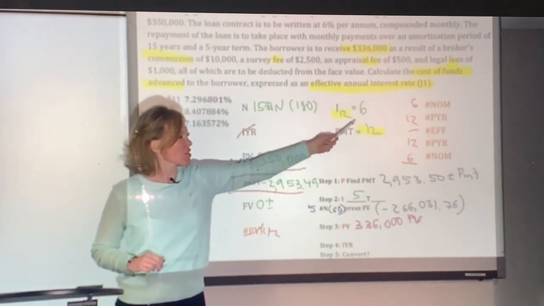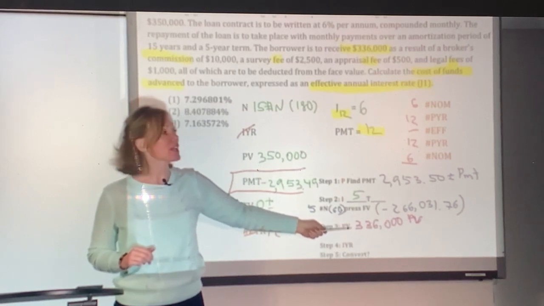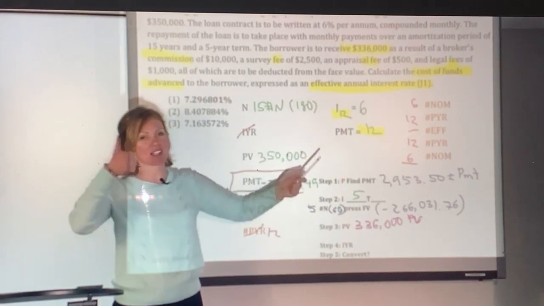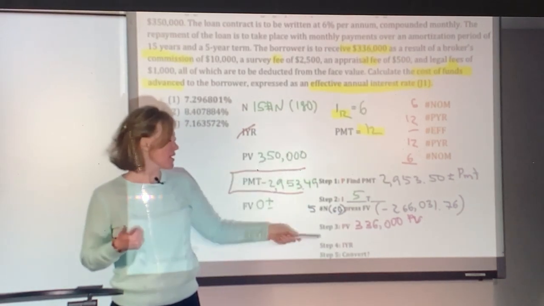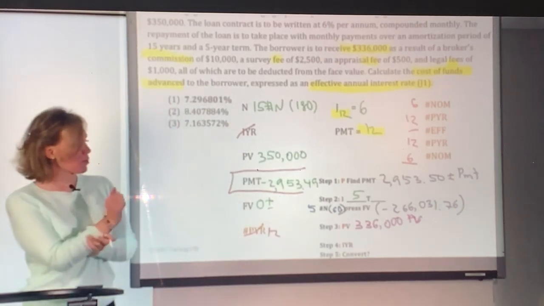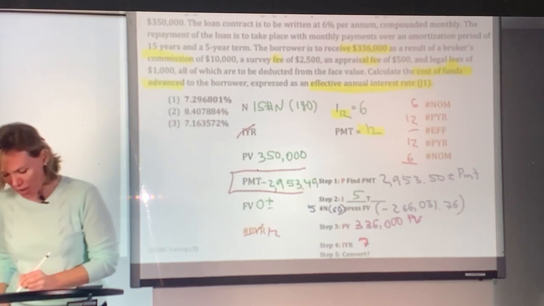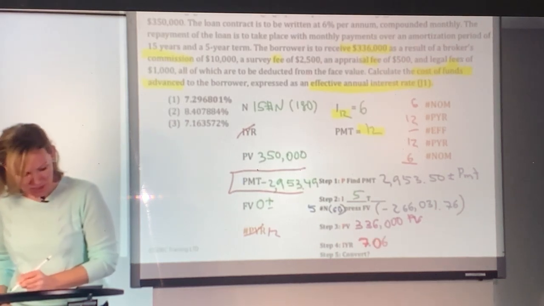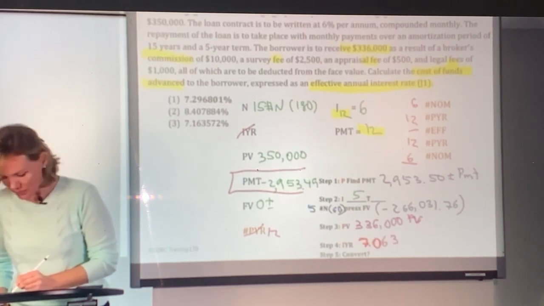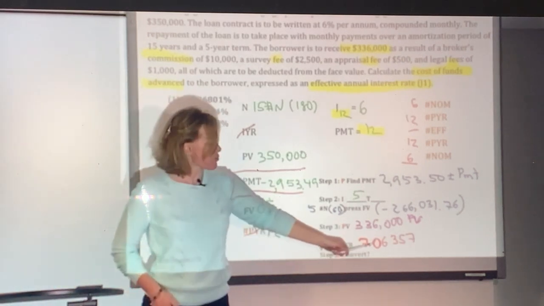So the bank says we're charging you 6%, but look what happens now. He got less money. So because he got less money, that means his rate is actually higher than what they promised him. So what do you do? You press your IYR. Press the IYR and it says, okay, borrower, you pay the bank not 6%, but at this point you're paying them 7.06357. Okay? So 7%, 706.